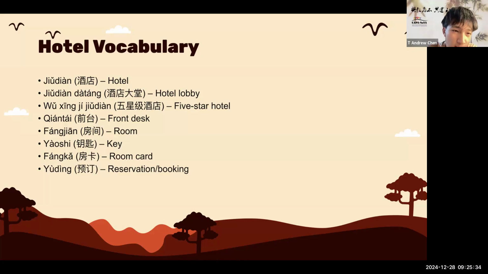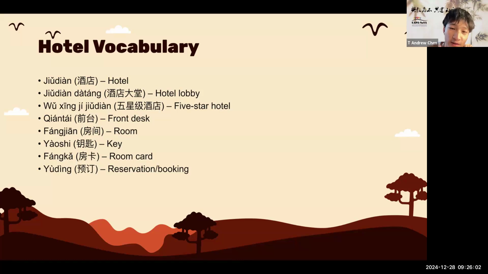Hotel lobby would be 酒店大堂. 酒店大堂. 酒店 is hotel, right? And then 大堂 is lobby. So together, there's hotel lobby. 酒店大堂. 酒店大堂.